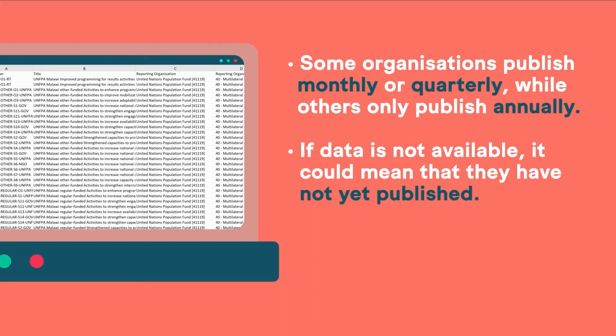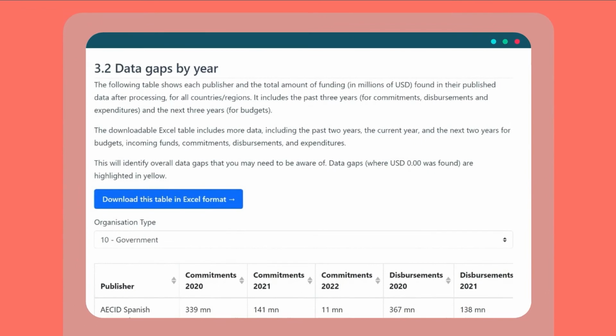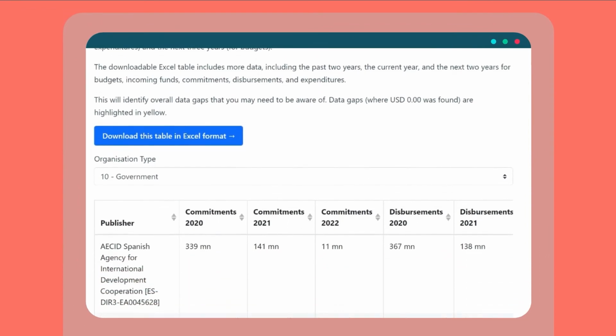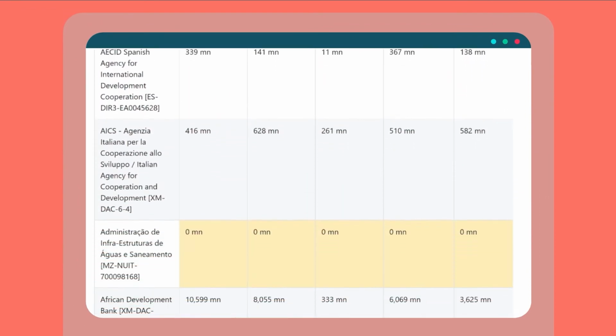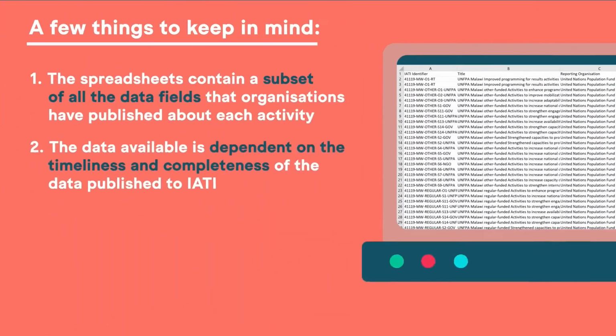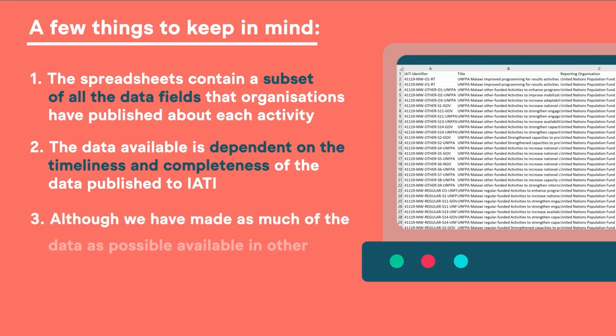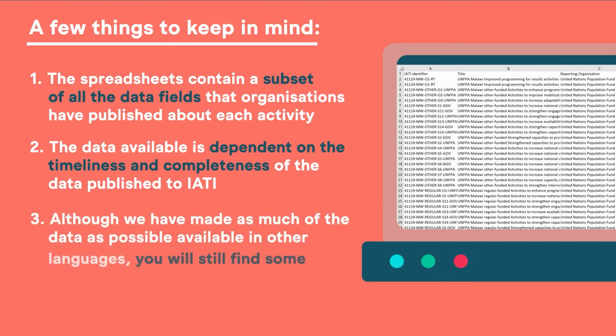To get a better understanding of which organizations have published resource flows, you can check out the table on data gaps by year on the Data Notes page. And lastly, when downloading spreadsheets in languages other than English, it's important to note that although we have made as much of the data as possible available in other languages, you will still find some data in English.